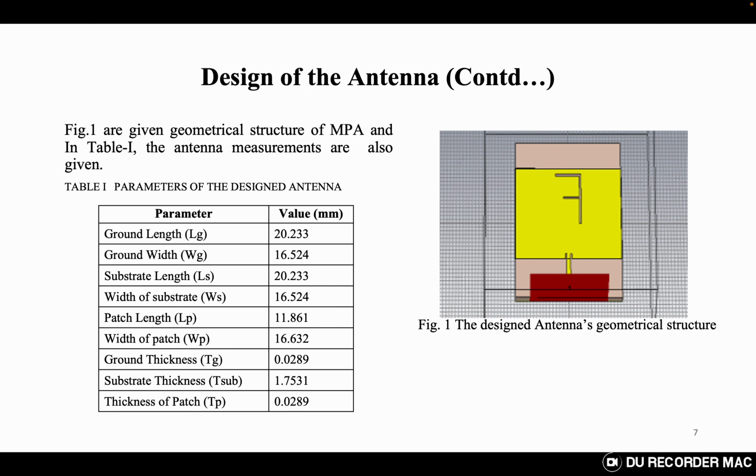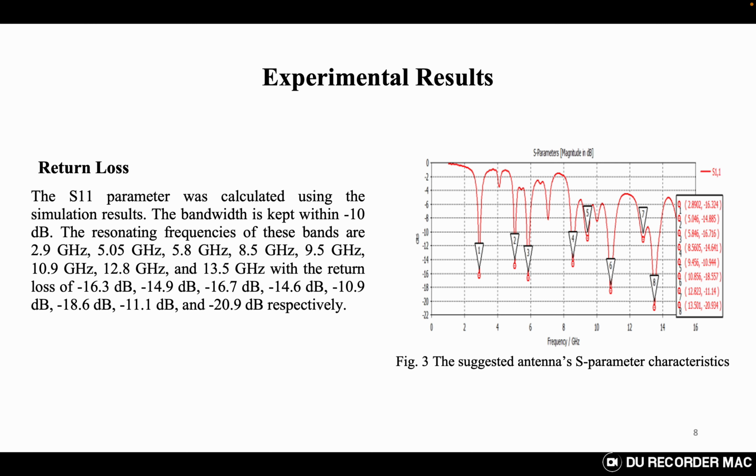Design of the antenna. Figure 1 gives the geometrical structure of the microstrip patch antenna, and in Table 1 the antenna measurements are also given. Here all the parameters are denoted in this table, and these are the values of these parameters. These parameters are very important for designing an antenna.